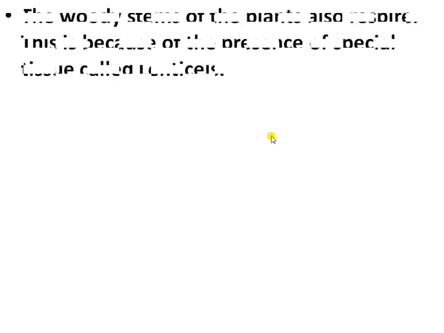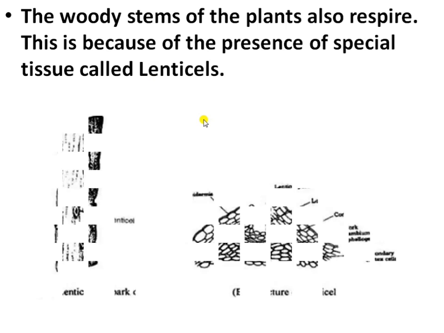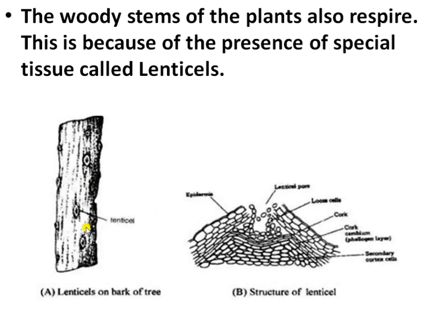So the first is about the lenticels or exchange of gases in stem. The woody stem of the plant also respires. This is because of the presence of special tissues called lenticels. This is the picture of the lenticels on the bark of trees. These are the lenticels that are present here. These are the tissues in the woody stem of the plants. They respire through the lenticels.